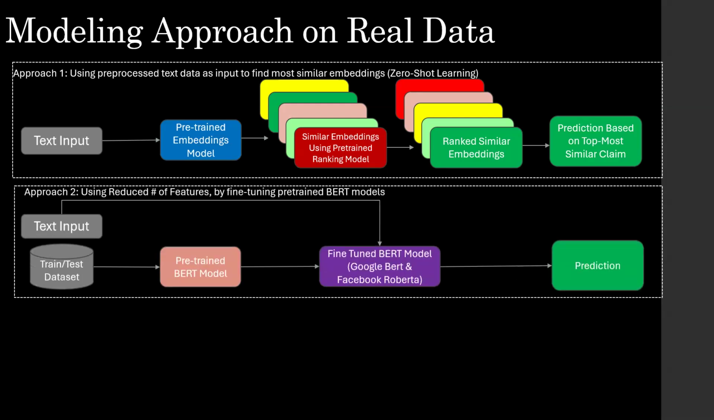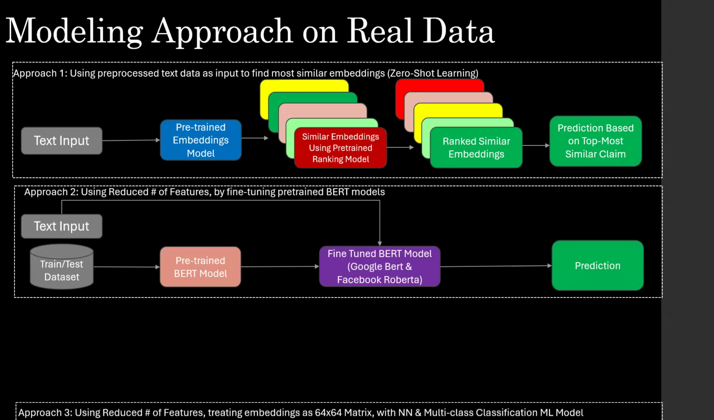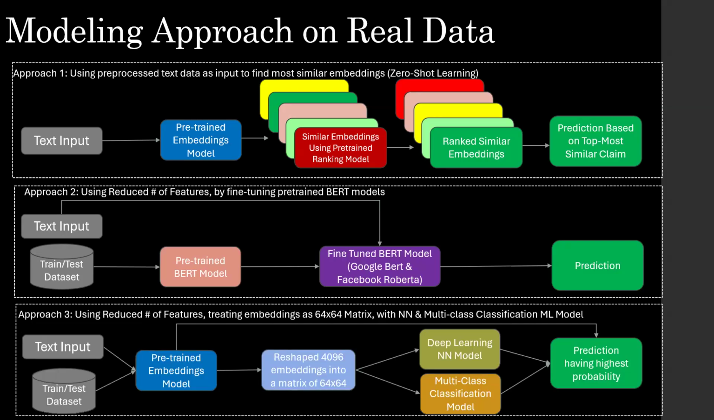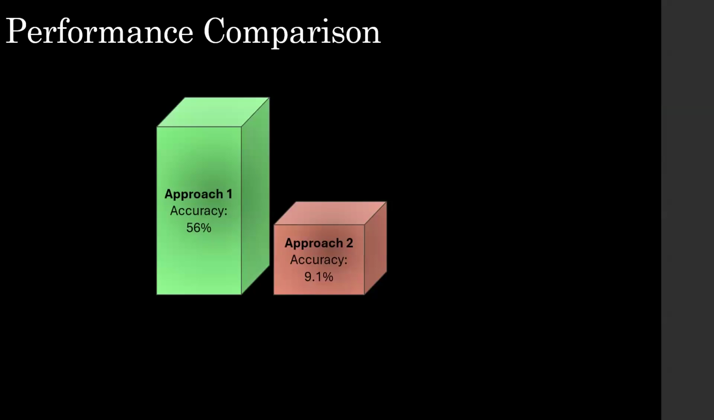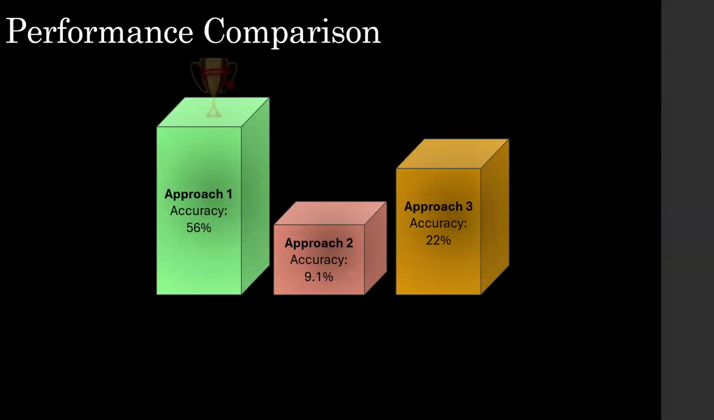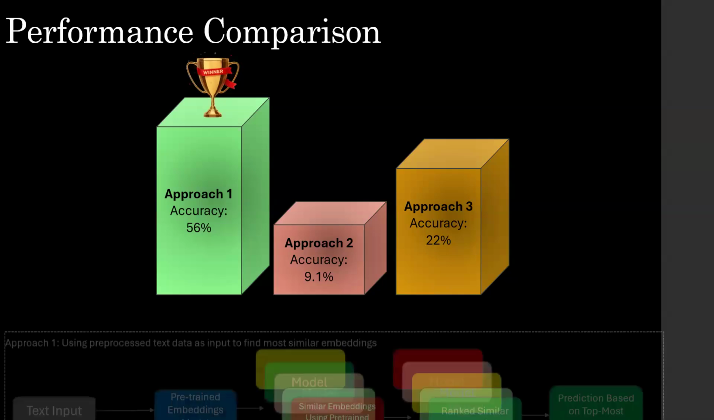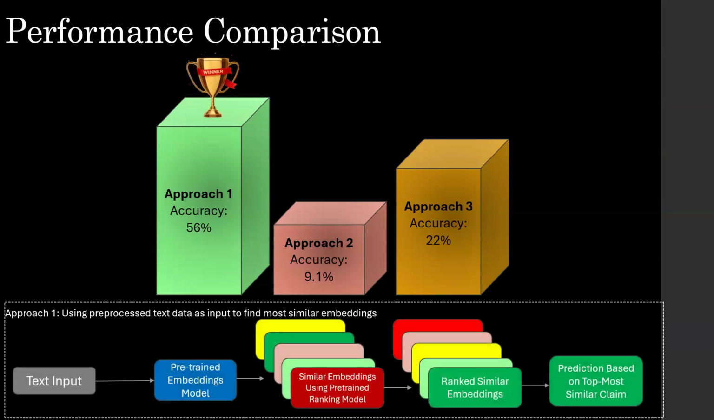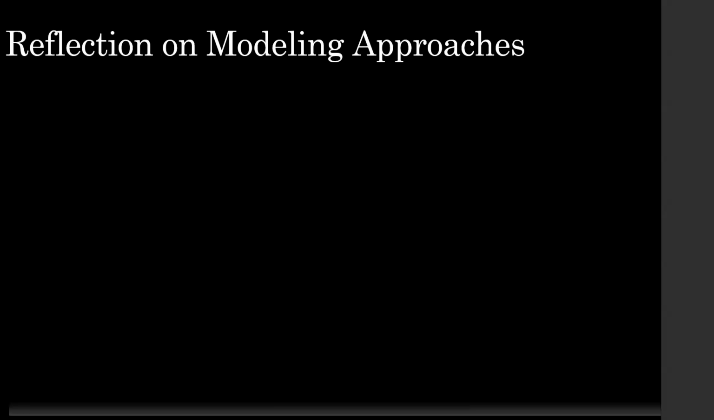Second approach, we tried using pre-trained BERT LLM models from Hugging Face and fine-tuned those on our dataset. In third approach, we reduced number of features and concatenated their embeddings by treating those as matrices of 64 by 64 and applied a sequential neural net as well as one-versus-rest classifier model to predict the label. Approach 1 achieved 56% accuracy, whereas approach 2 achieved 9.1% accuracy, and approach 3 achieved 22% accuracy. This makes the zero-shot learning-based embeddings model the champion model. This slide shows reflection of modeling approaches.